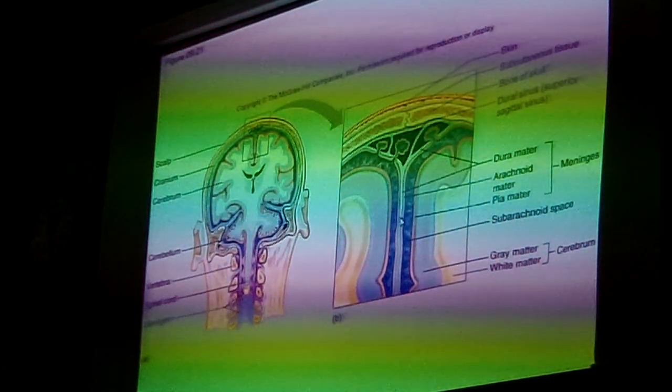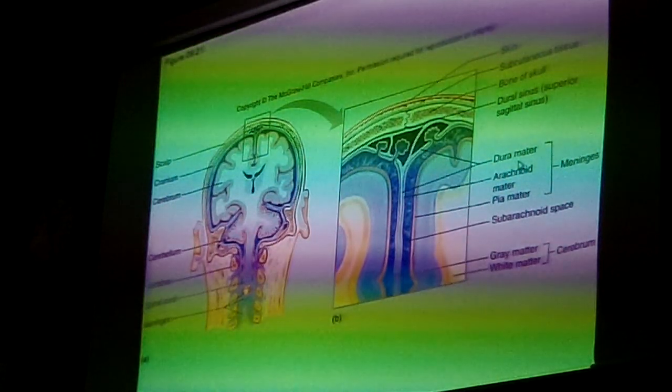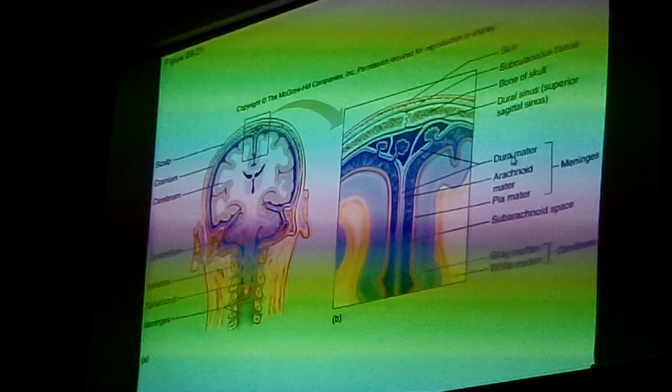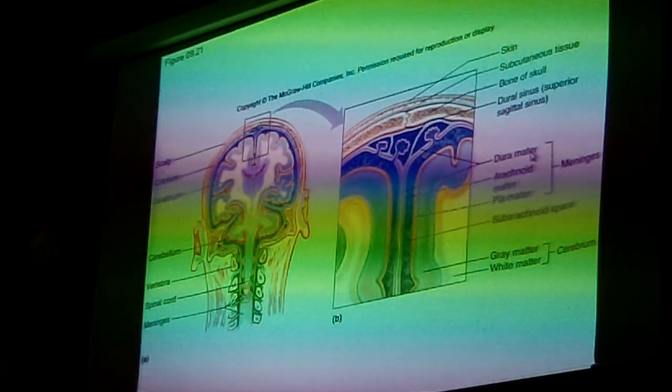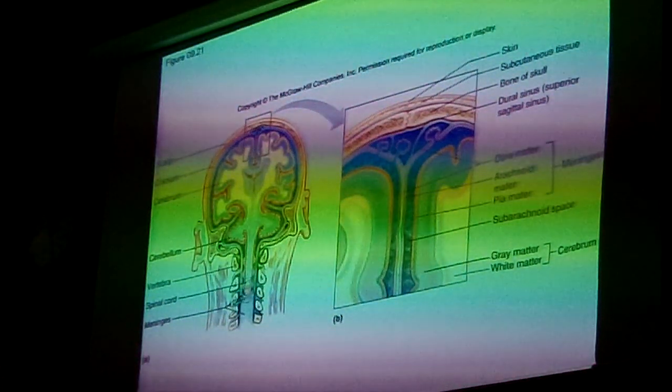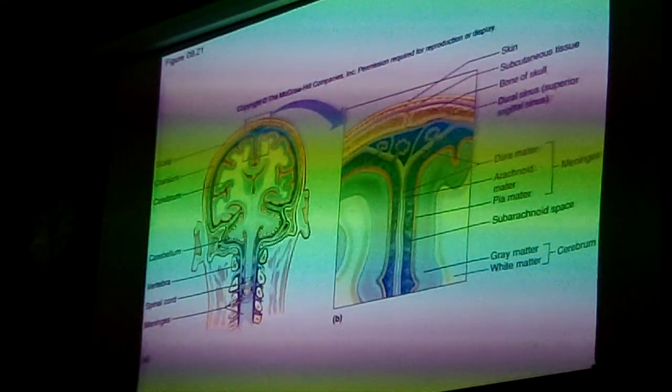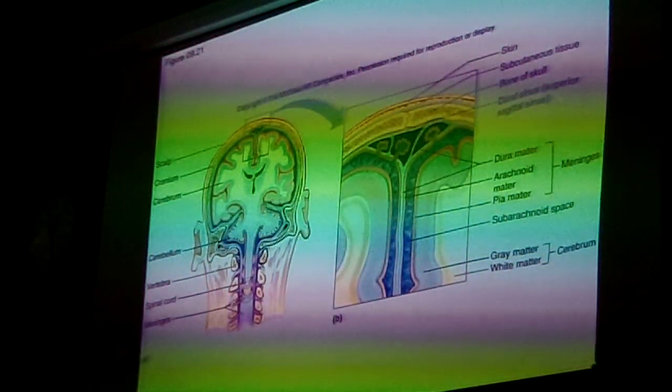The outer layer is called dura mater. It's very tough and durable. We're going to do a brain dissection on Tuesday, and you'll see the dura mater there. It's hard. It's a tough covering. It's hard to break through. You're going to have to cut through it to get to the brain.